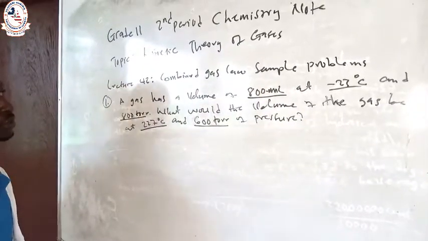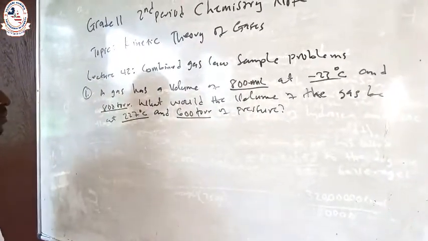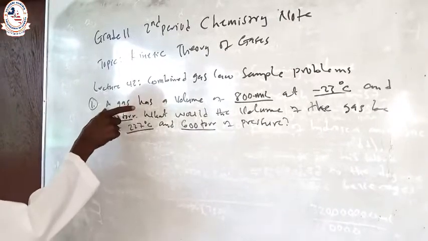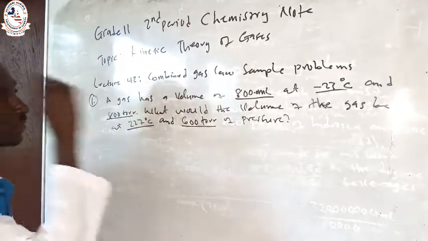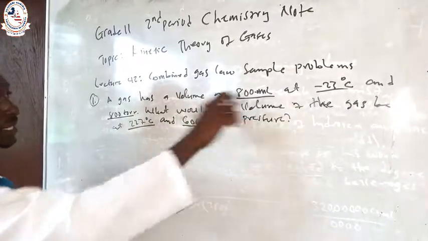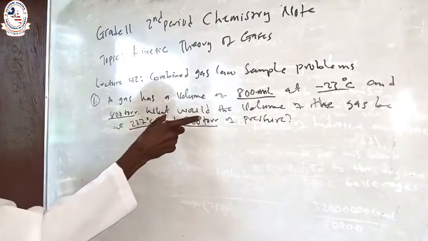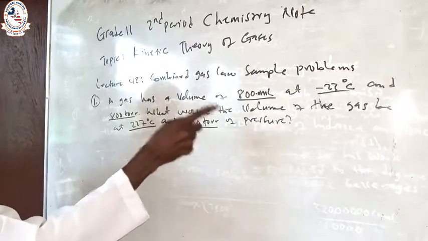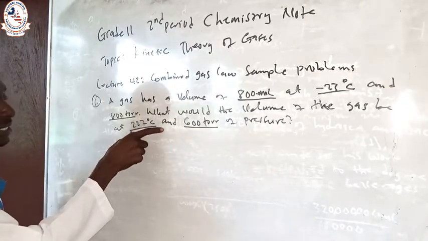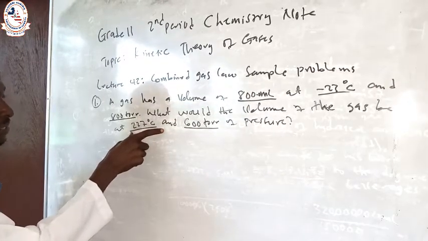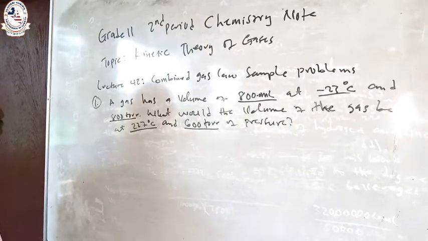Lecture 42, compound gas law sample problems. Our first sample problem is: a gas has a volume of 800 milliliter at negative 23 degrees C and 800 torr. What would the volume of the gas be at 227 degrees C and 800 torr?